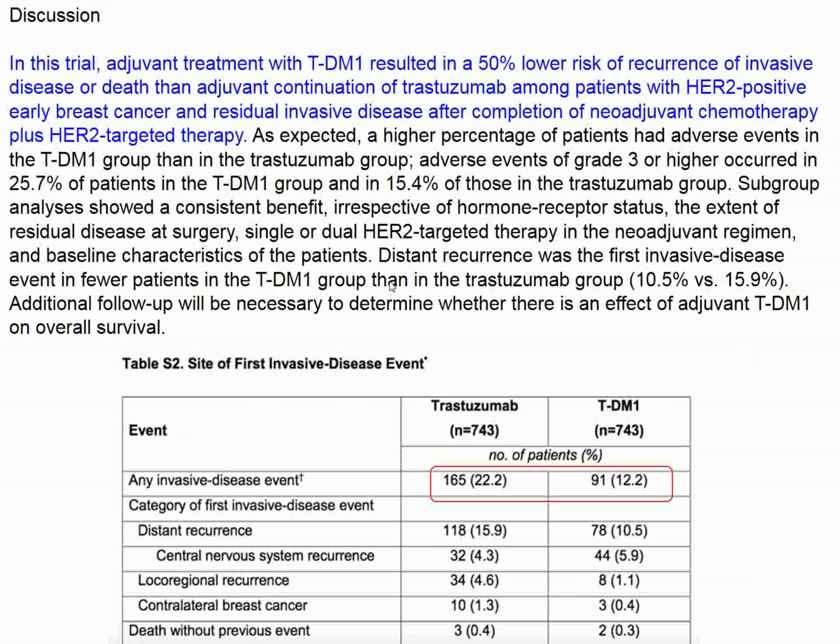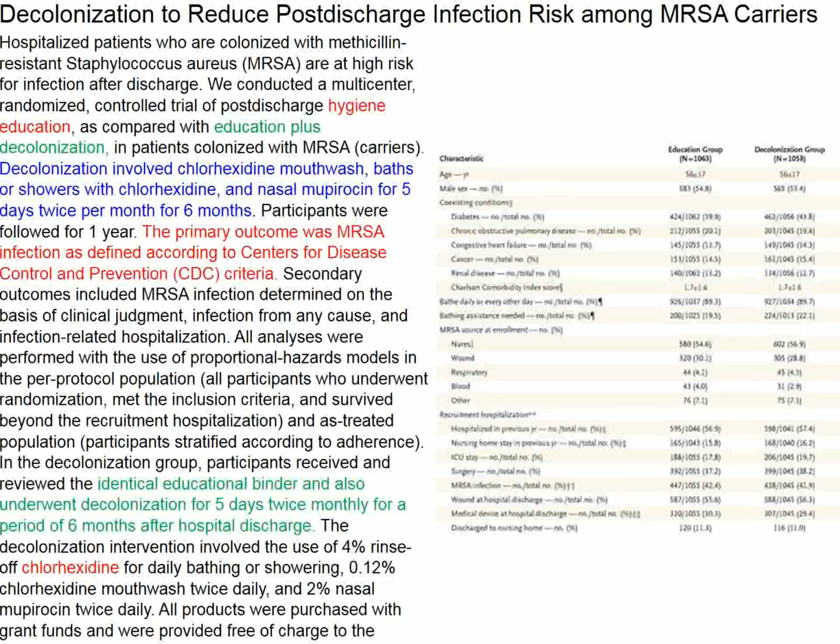Now, we've talked about the difference in number needed to treat as opposed to relative improvements. The authors make the claim that with the combined therapy, there's a 50% lower risk of recurrence of invasive disease, and that's also shown in this table here. But if we calculate the number needed to treat, it's a little more modest than what these authors claim. But I guess I'd rather be in the combined conjugate group than in the trastuzumab alone group.